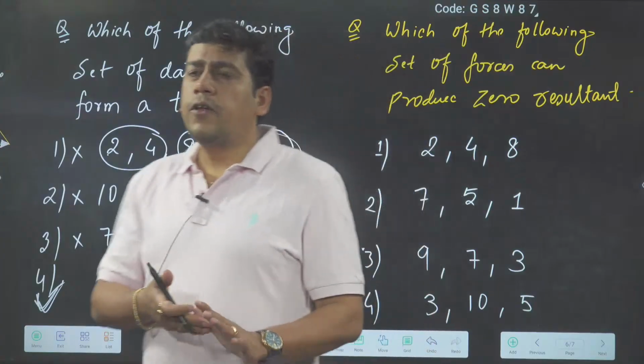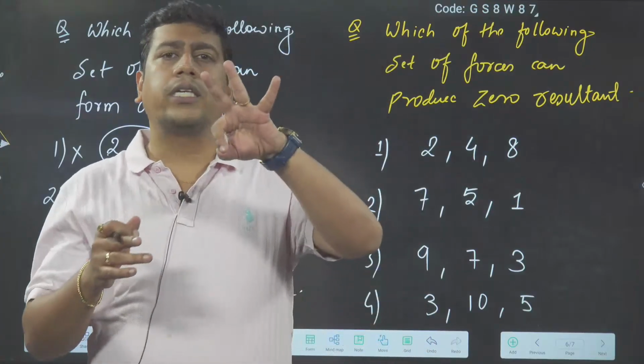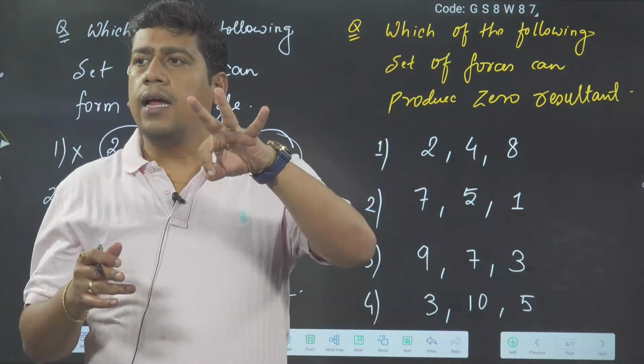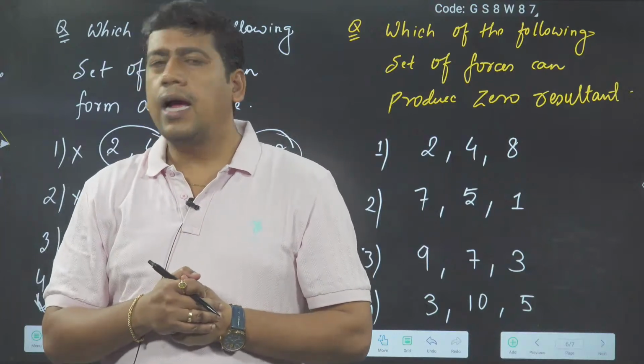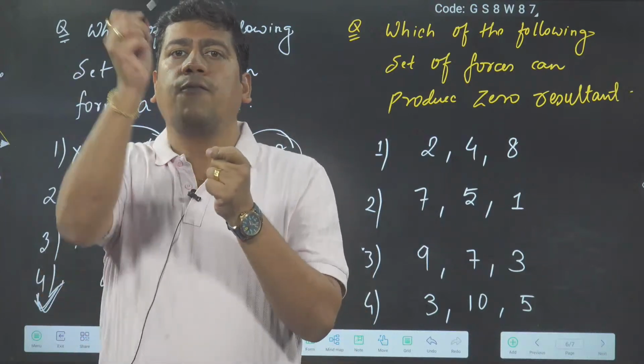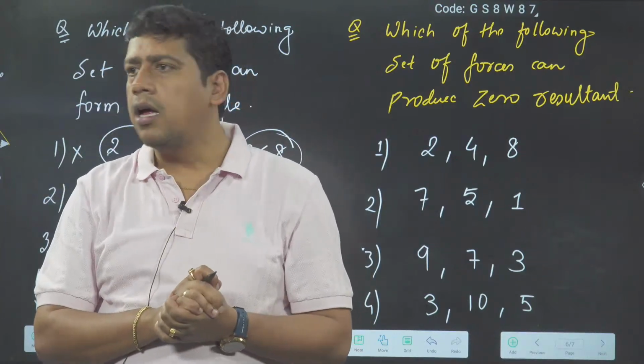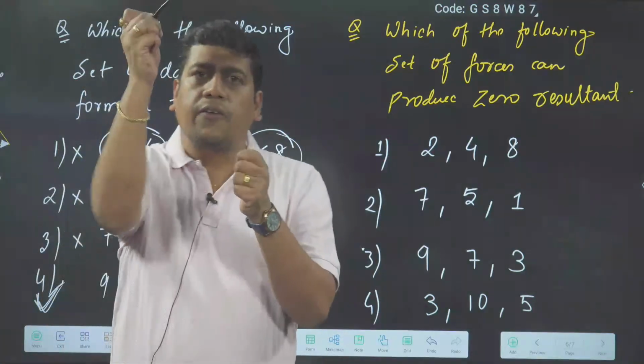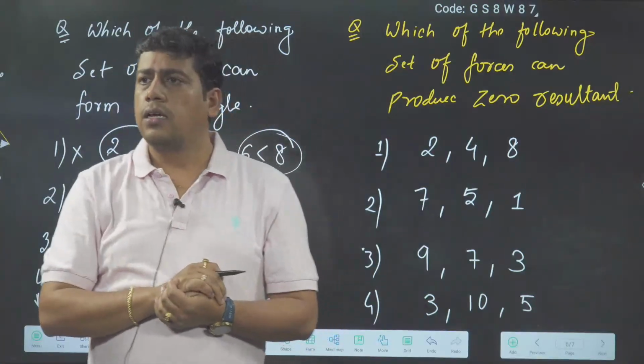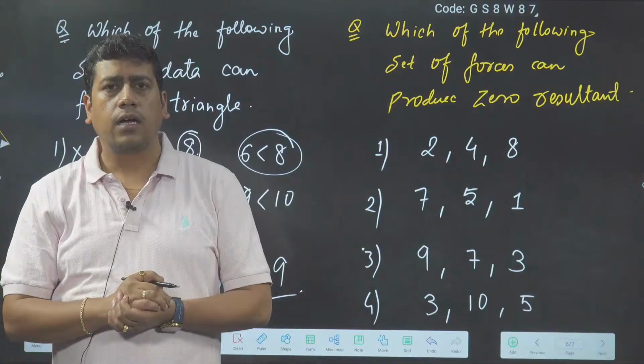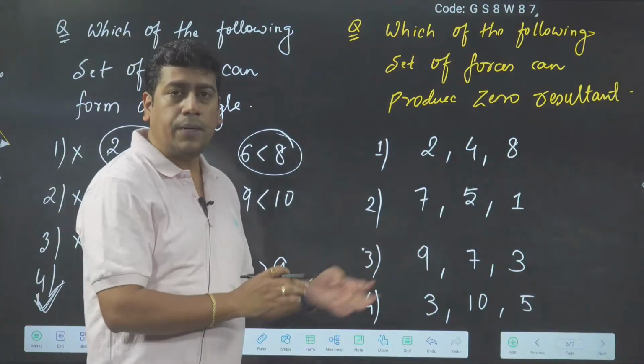Understand, if three forces are acting and the net force is zero, it means they are forming a vector triangle. If you form a vector triangle, then it will be a closed triangle. So that means a triangle has to be formed here. So if a triangle has to be formed here, then please tell me.